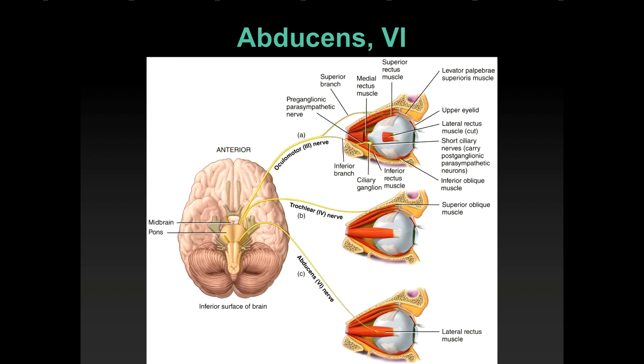Abducens. The name here isn't obvious. It doesn't tell you what it does immediately. Abducens abducts the eyes. What does abduct the eye mean? Lateral movement. When you take something away from the midline, you abduct. Abduct, steal. When you add something to the midline, you adduct.